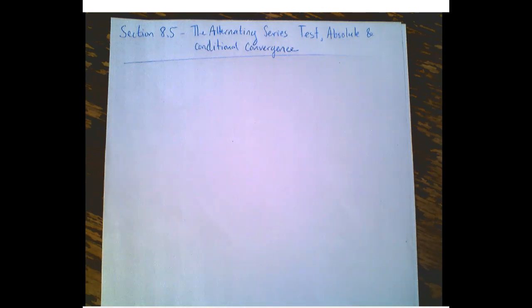Hey everyone, today we're going to talk about section 8.5, which deals with the last of our series tests, the alternating series test, and the concepts of absolute and conditional convergence. Okay, so let's start out with a definition.